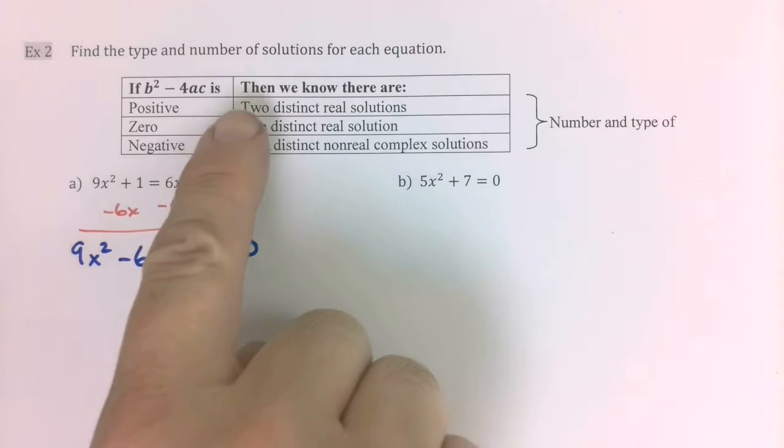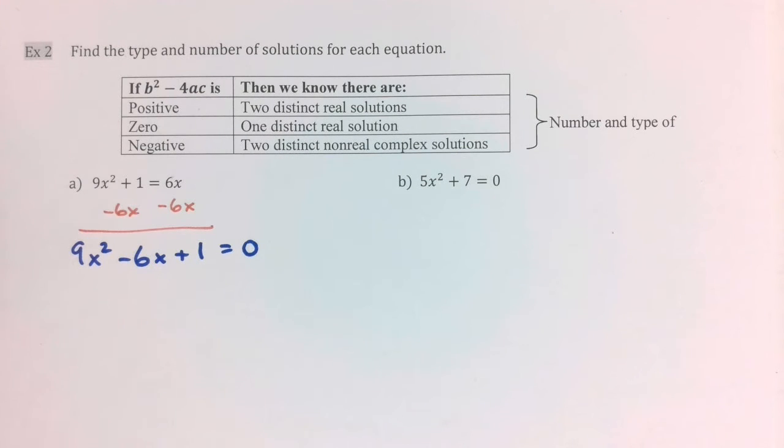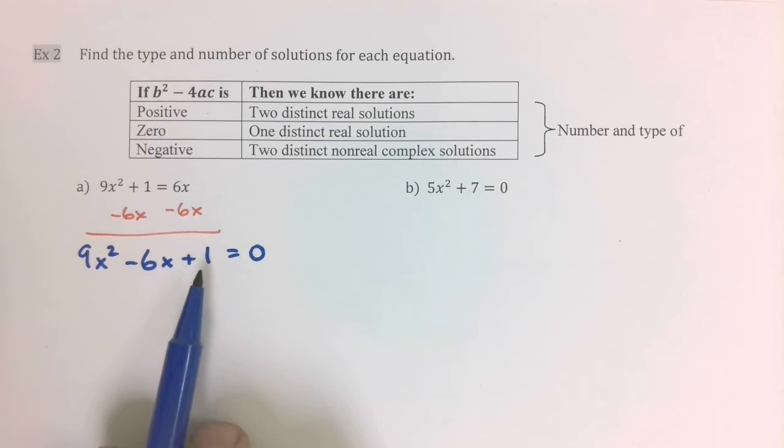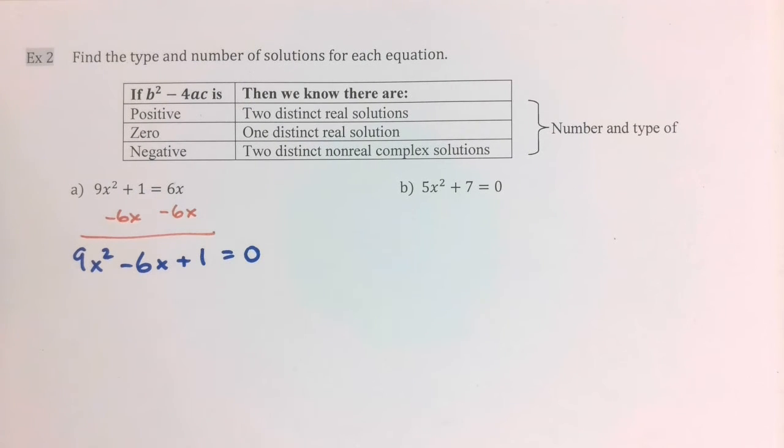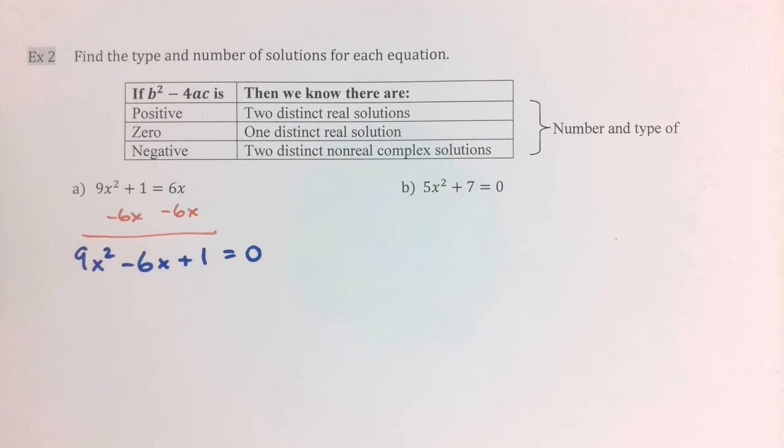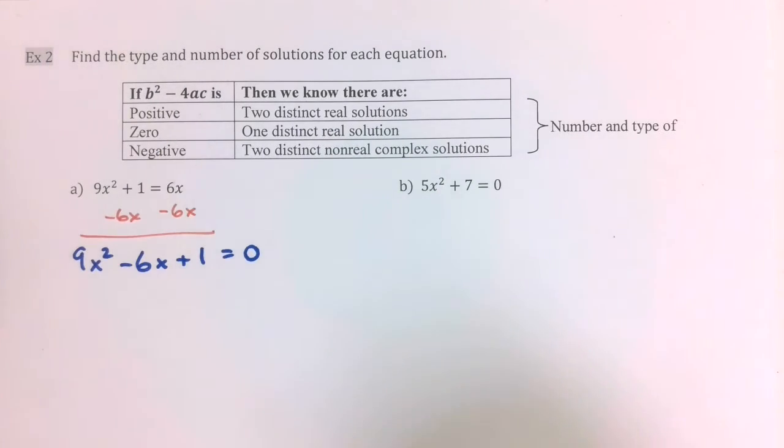In this problem, we don't have to do the whole quadratic formula. They're only asking us to calculate the discriminant to determine the type and number of solutions. So a in this problem is 9, b is -6, c is 1. And we want to take that and plug that into b squared minus 4ac. It does not include the square root. It's just b squared minus 4ac.